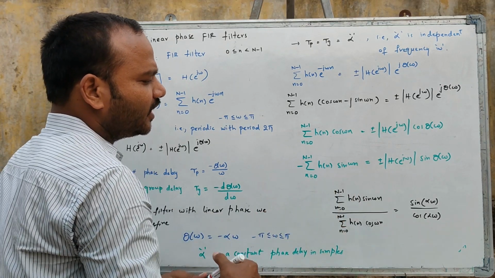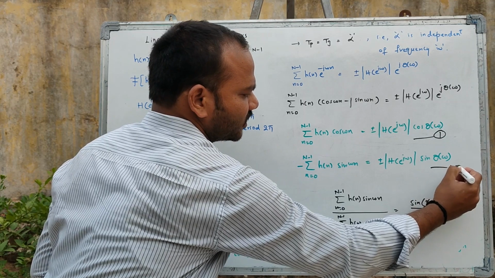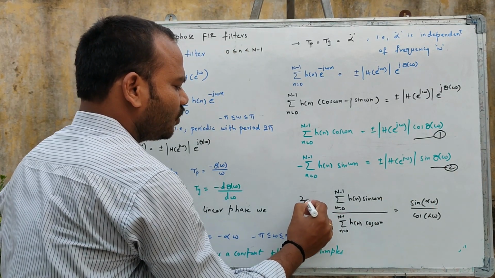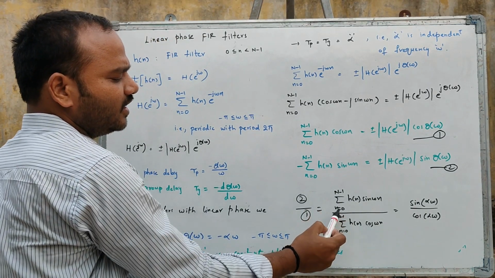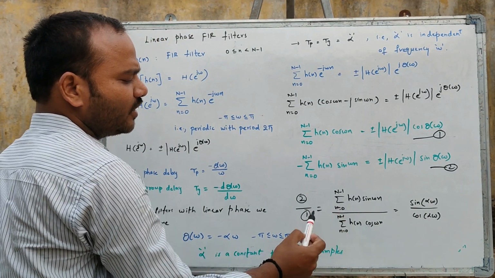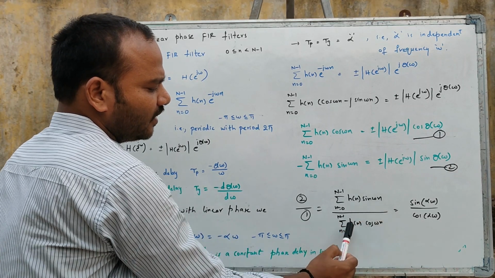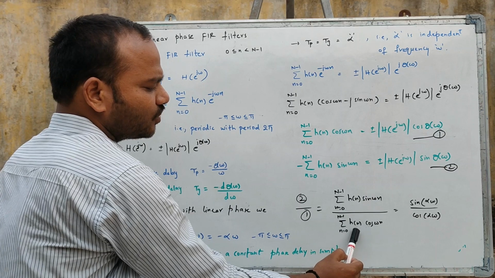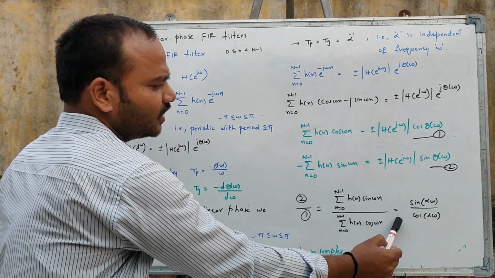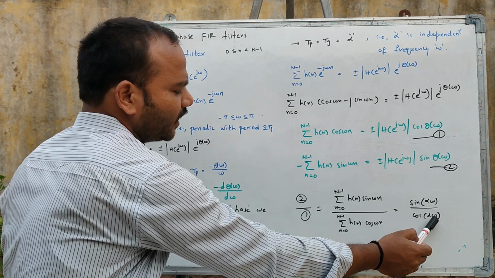Next, if you assume this as equation 1 and this as equation 2, take the ratio of equation 2 by equation 1. We will get summation from n equal to 0 to N minus 1 h of n sin omega n by summation from n equal to 0 to N minus 1 h of n cos omega n is equal to sin alpha of omega by cos alpha of omega.